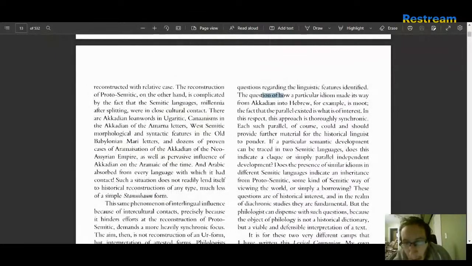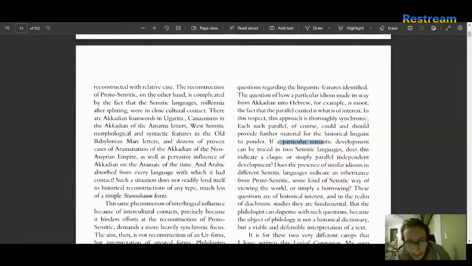So the question of how a particular idiom made its way from Akkadian to Hebrew is a moot point. It doesn't matter. The fact that the parallel existed is what is of interest. In this respect, this approach is thoroughly synchronic. Each such parallel, of course, could and should provide further material for the historical linguist to ponder.